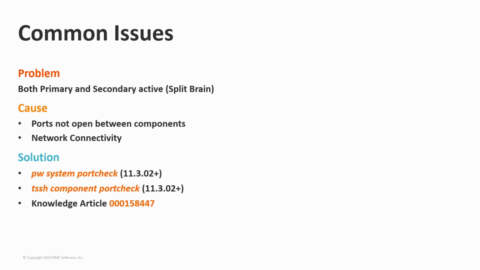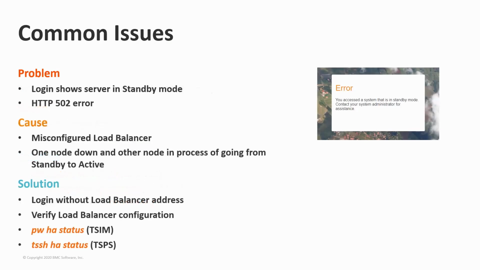If you're on a version less than 11.302, Knowledge Article 000158447 contains a utility that can be used to check port connectivity. You may have seen an error that you are accessing a standby system when logging into TSIM or TSPS. This is typically caused by a misconfigured load balancer, which is still routing traffic to the standby node rather than the active node. Though it is also possible to see this if one node is down and the other node is in the process of going from standby to active.